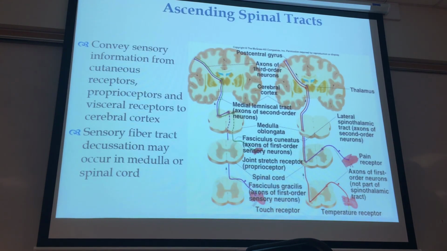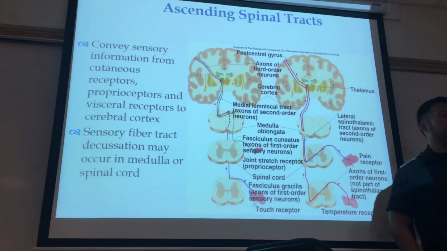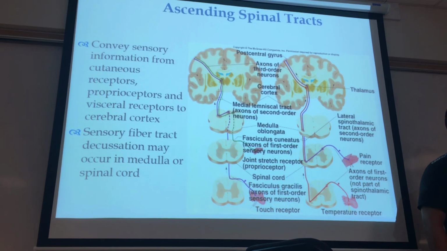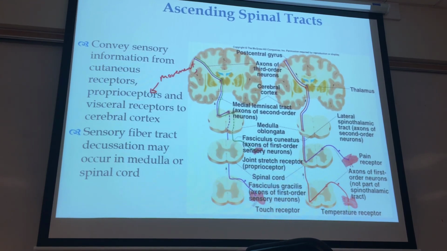So, the ascending spinal tracts. Think about an ascending spinal tract: why would it be traveling up? Typically, this is information coming in from sensory. This is stuff going into the brain, conveying sensory information from any of the somatic receptors, including proprioceptors. These are, again, motion, movement, and positioning. And that will travel up to the cerebral cortex.